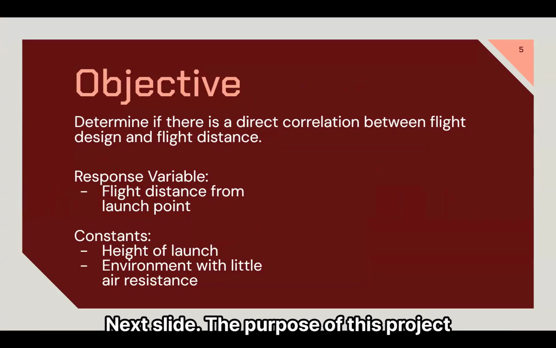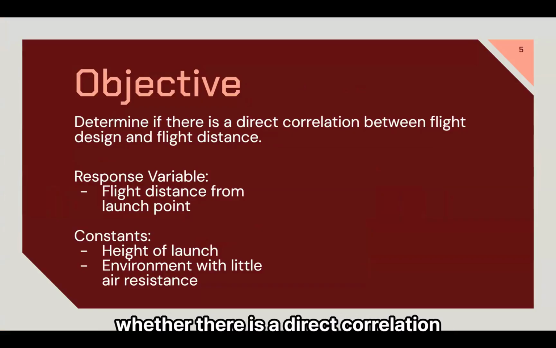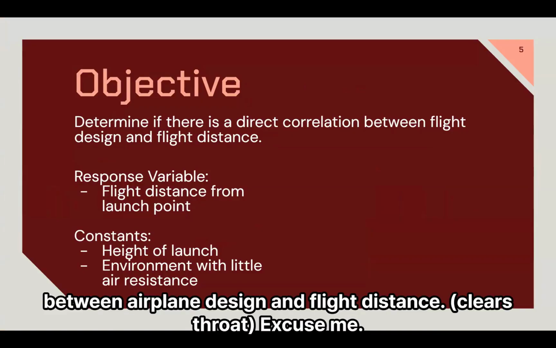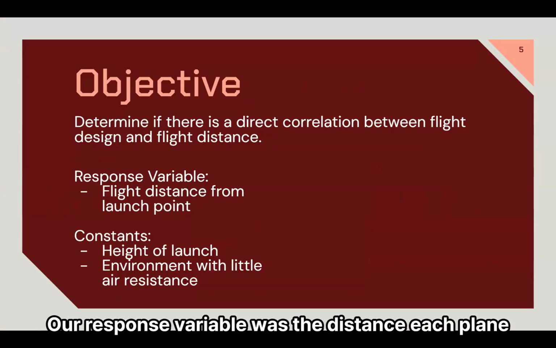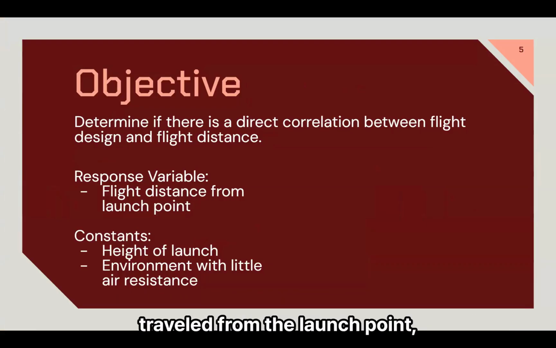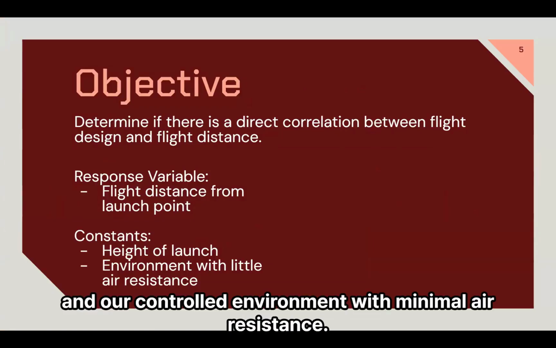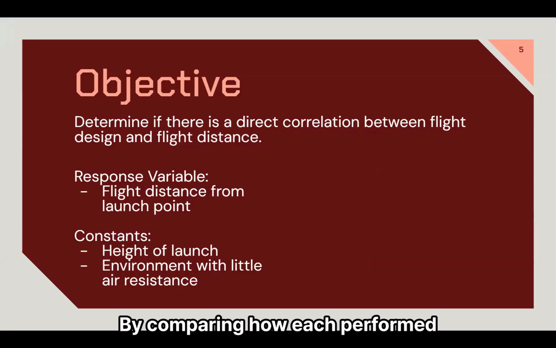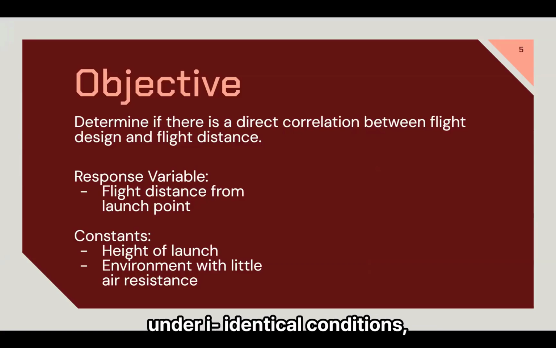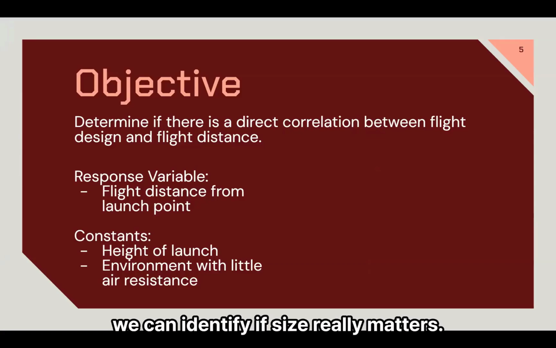The purpose of this project was to determine whether there is a direct correlation between airplane design and flight distance. Our response variable was the distance each plane traveled from the launch point, while our key constraints were our launch height and our controlled environment with minimal air resistance. By comparing how each performed under identical conditions, we can identify if size really matters. Next slide.